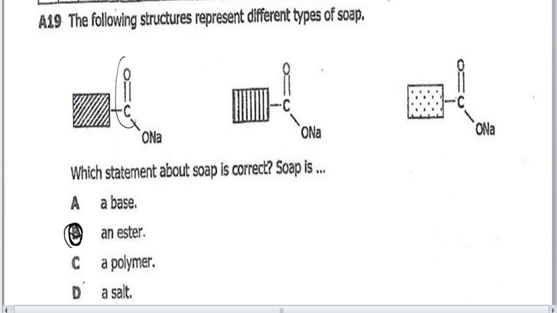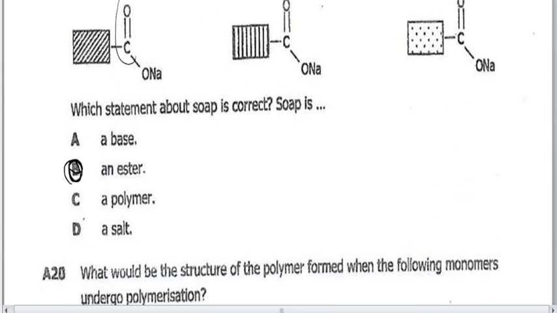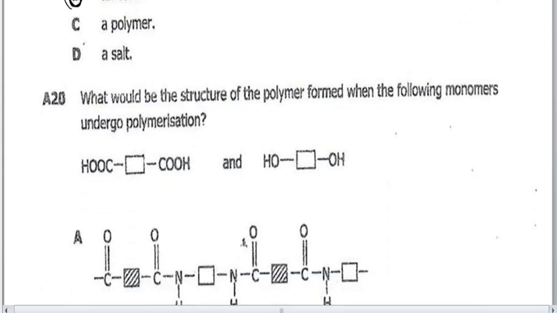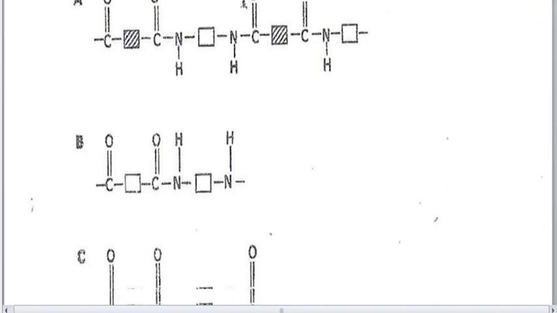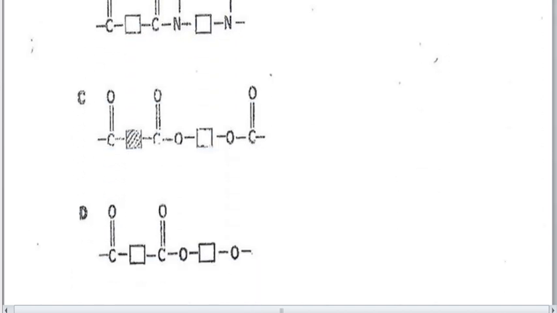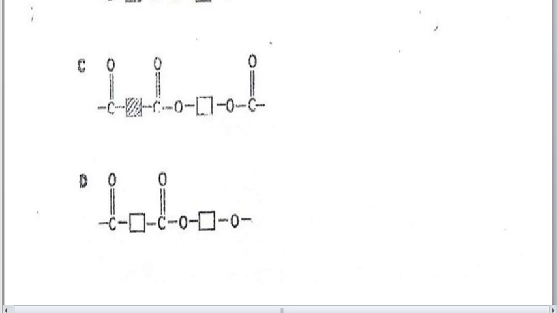You can find this one. We go to question 20. What would be the structure of the polymer formed when the following monomers undergo polymerization? When an acid and an alcohol react, which polymer is going to be formed?